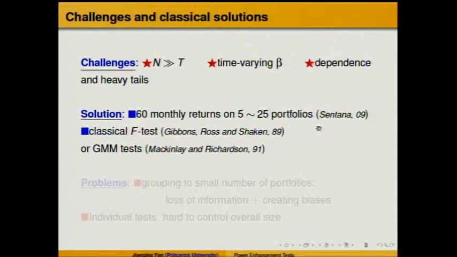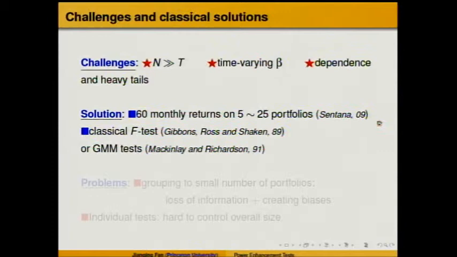The solution to those three challenges in the traditional test is that you use monthly returns, which resolves the third problem. And you don't want your time horizon to be long, so hopefully the beta will be more or less constant. Also the tests are based on 5 to 25 portfolios, so in this case N is less than T. So this is the traditional solution: typically people use 60 monthly returns based on 5 to 25 portfolios, in the hope of solving these three challenges with classical tests.